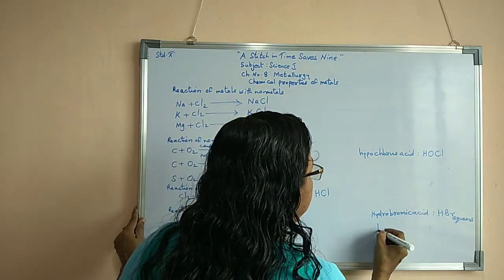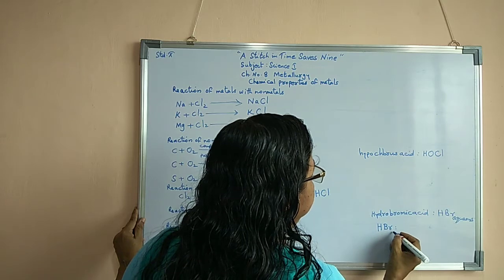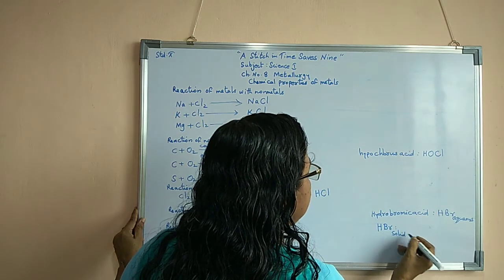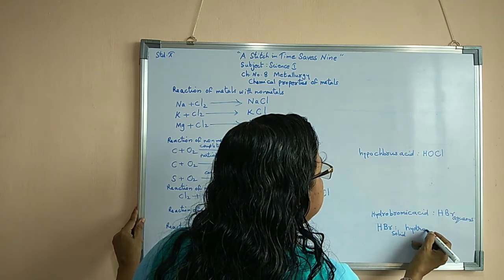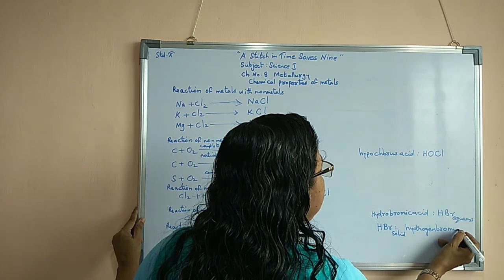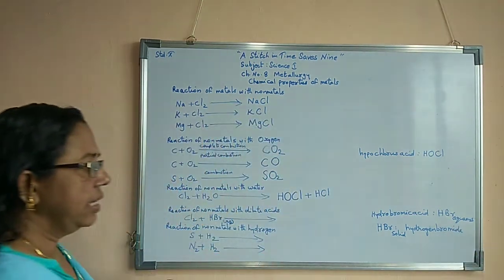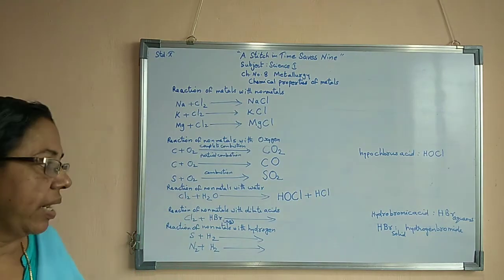Now normal HBr in solid form will be there. We can say this is in solid form. Then we will read it as hydrogen bromide. It is in the solid form, in the salt form. Then we will call it hydrogen bromide.